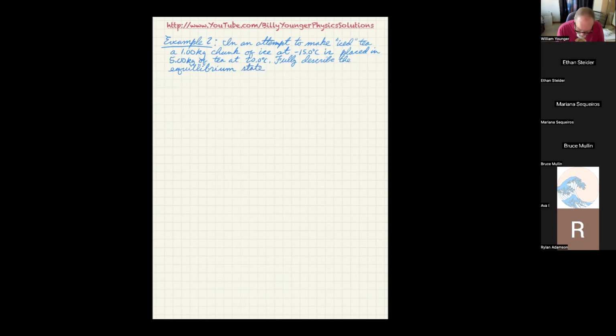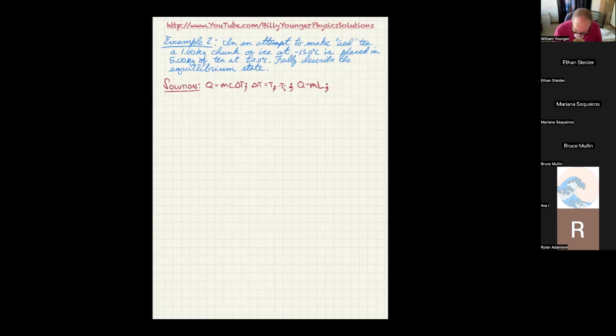So when I say fully describe it, what I mean is: is it ice? Is the temperature 0 degrees Celsius? Is it ice and tea, or is it just all ice? That sort of thing. So our solution is going to entail us using some very specific equations. Q equals MC delta T is one of them. Delta T equals T final minus T initial is another one. We can also say Q is equal to ML. That's another one. And we need our actual conditions and our initial state basically.